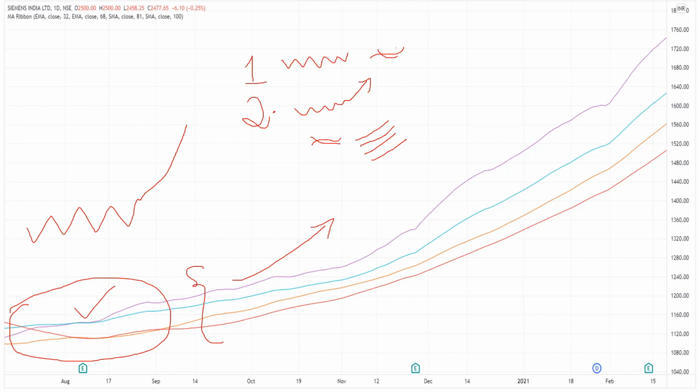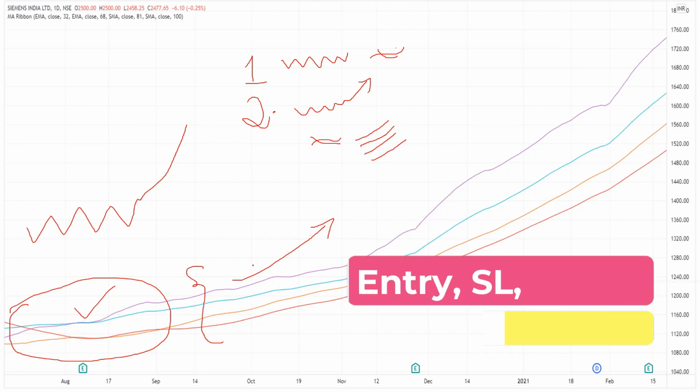So this is the first step. We have now identified the trend, and now we have to wait for the entries. So basically we are waiting for the price to pull back into the moving average in order to find our entries.